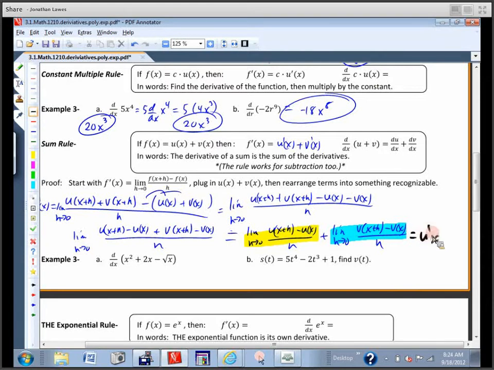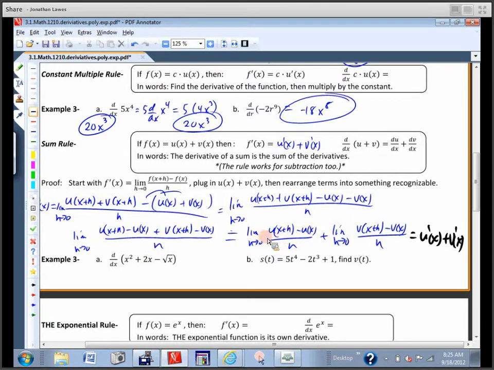So does everybody agree that this is a legal way to rewrite this? Okay? And do you recognize this? And do you recognize that? What is this? That's the derivative of u. Okay? So this is u prime of x plus, what is this? v prime of x. Okay?